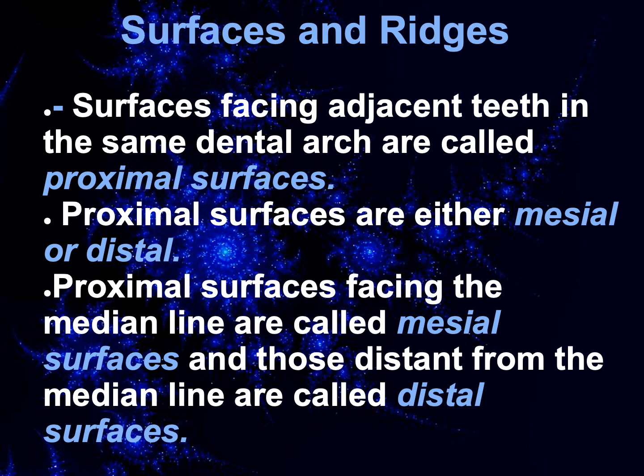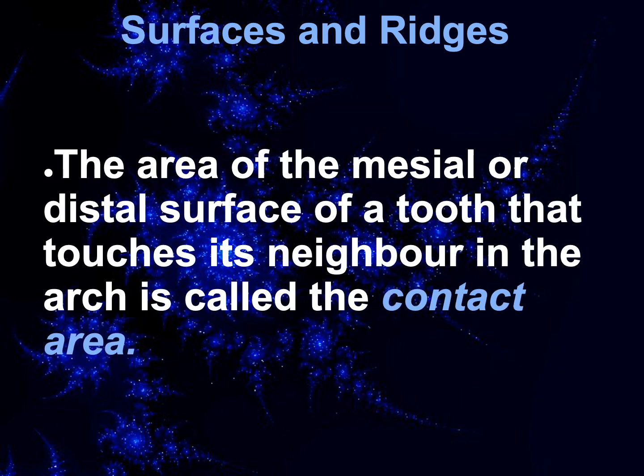Surfaces facing adjacent teeth in the same dental arch are called proximal surfaces. They are either mesial or distal. Mesial is nearer to the midline, distal is further from the midline. The area of the mesial or distal surface of a tooth that touches its neighbor tooth in the arch is called the contact area or point.